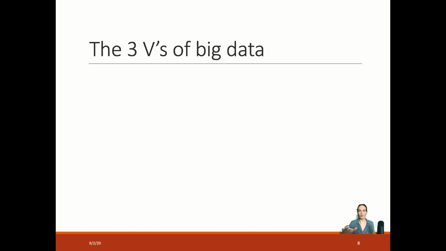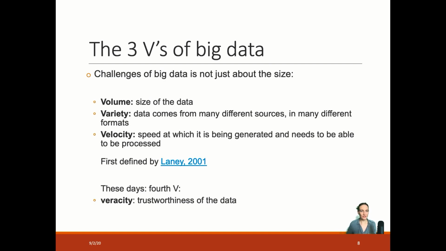Okay. Anybody know what the three V's are? Is what I would ask now. Take a moment to think about it for yourself. Here's the answer. Three V's stands for volume, variety, and velocity. They're first defined by Laney in 2001 already. These days, we see a fourth V, veracity, which is the trustworthiness of data. Okay. So let's go over these V's.